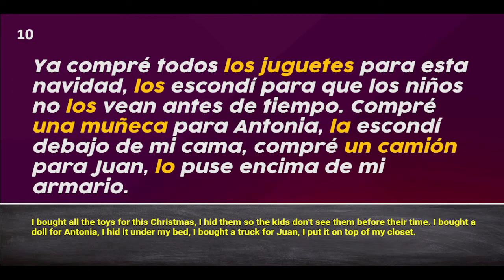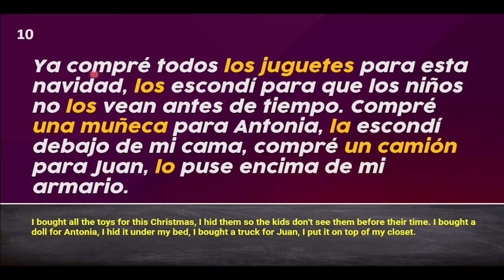Yo ya compré todos los juguetes para esta Navidad. Los escondí para que los niños no los vean antes de tiempo. Compré una muñeca para Antonia, la escondí debajo de mi cama. Compré un camión para Juan, lo puse encima de mi armario. ¿Sí? Ya compré. We are exaggerating, so we'll learn how to pronounce this correctly.